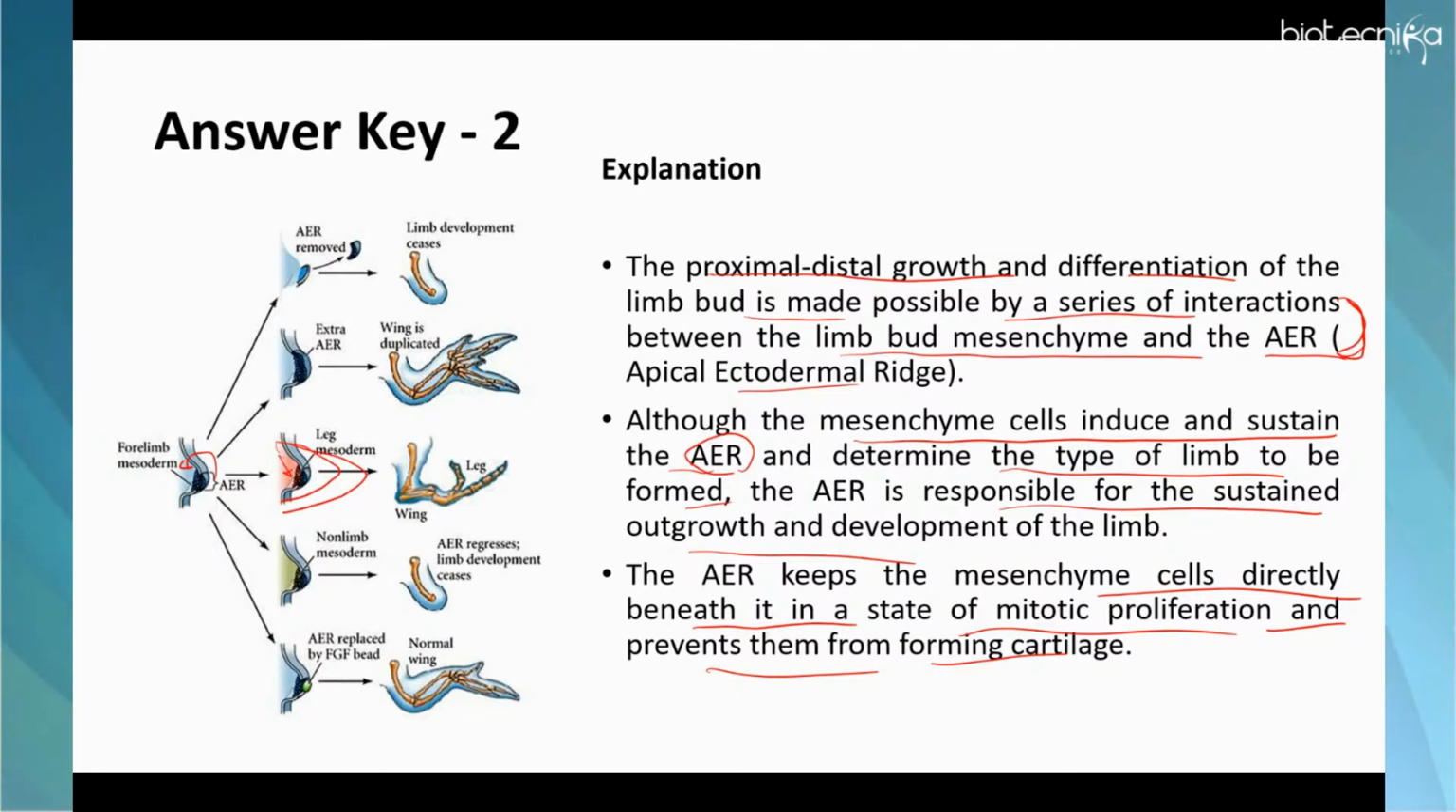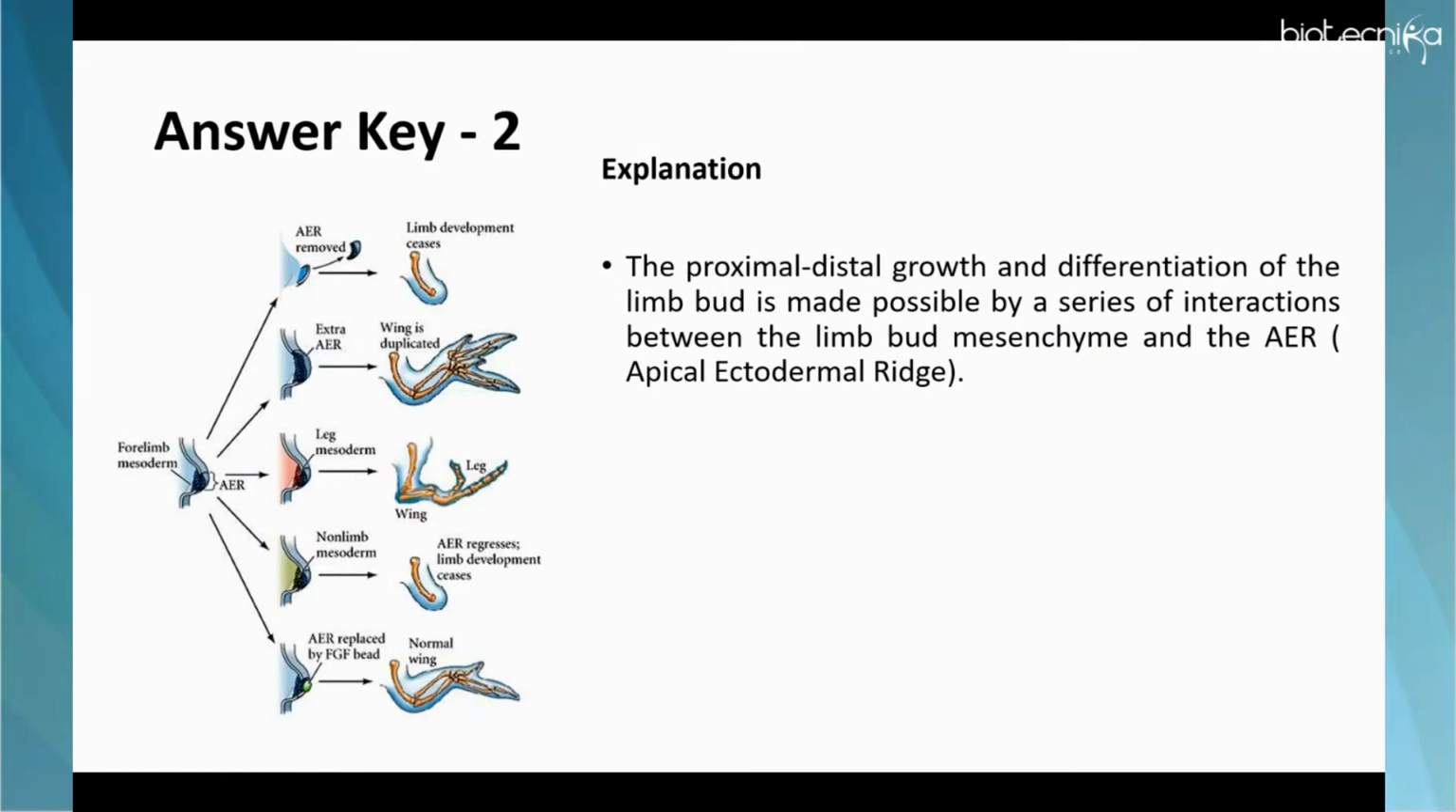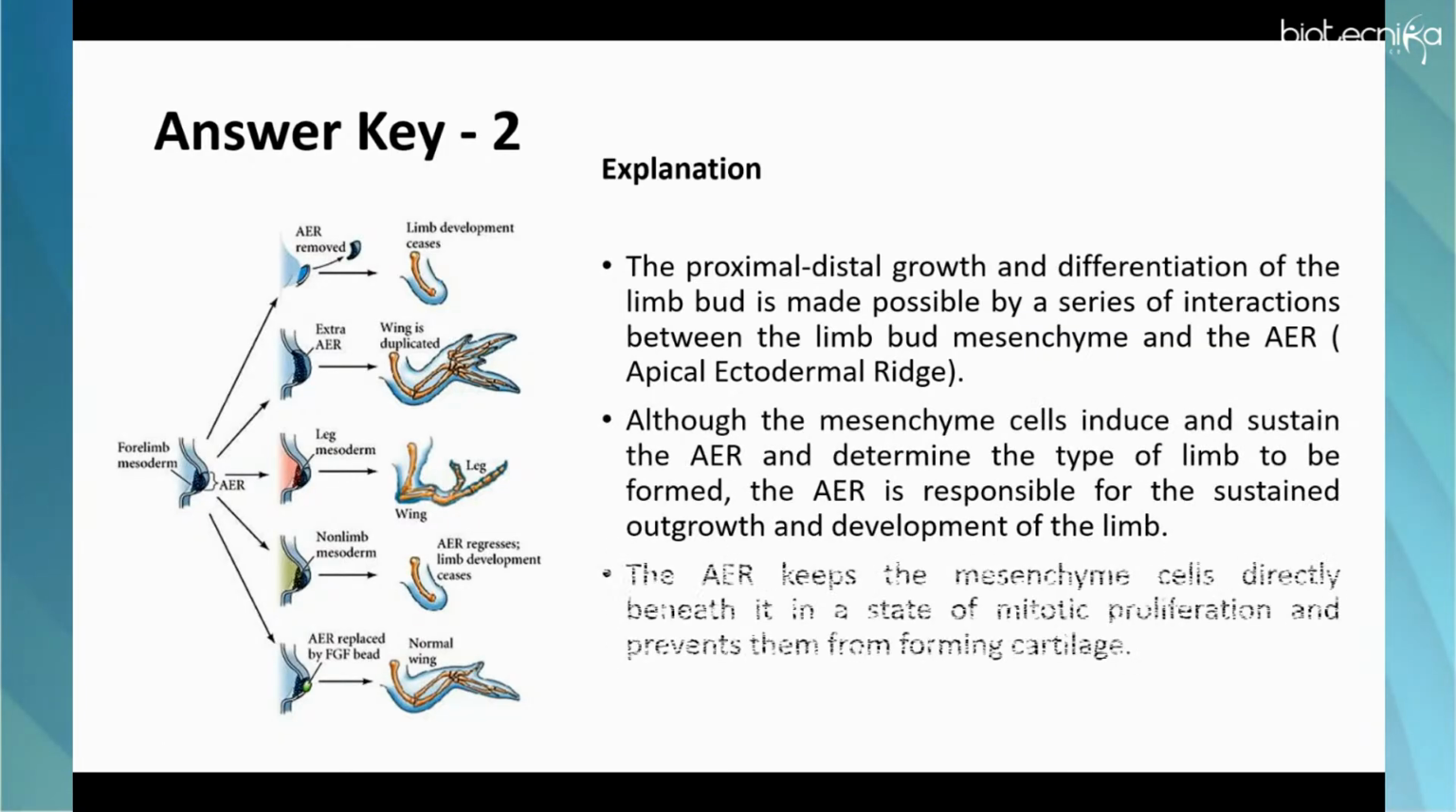That is why the mesenchyme has to be kept in a proliferating stage. If they are turning into cartilage, then the limbs cannot extend out anymore. They should be in an actively mitotic state. So obviously we have those experiments which are made. If the AER is removed, then without AER the underlying mesenchyme cannot be in a proliferative state, so limb development stops.